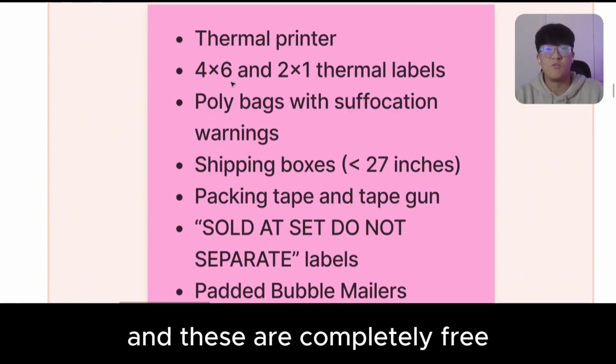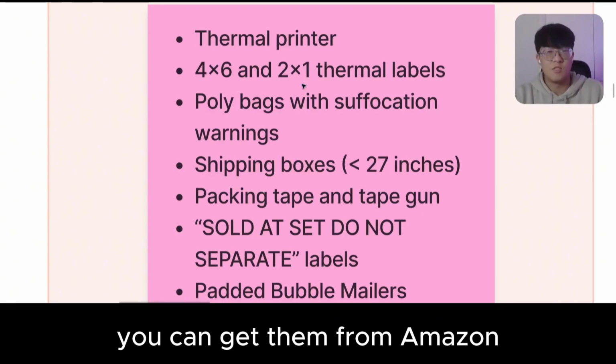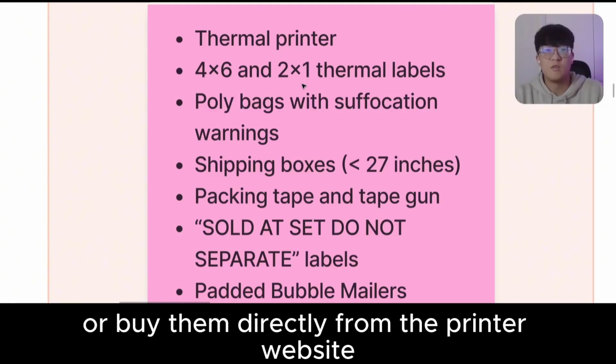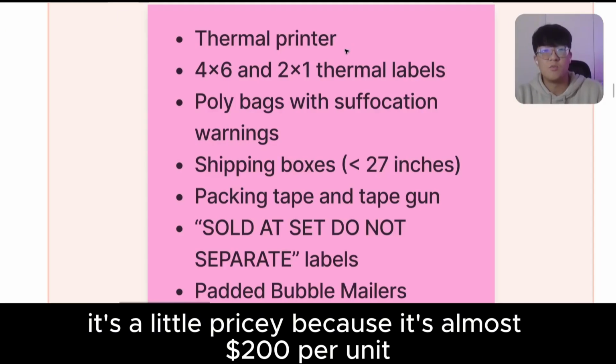And these are completely free. But it's not so lucky for the 2x1 thermal labels. You can get them from Amazon or buy them directly from the printer website. I recommend Rollo. They spell that ROLLO. This is one of the best printers. It's a little pricey because it's almost $200 per unit.